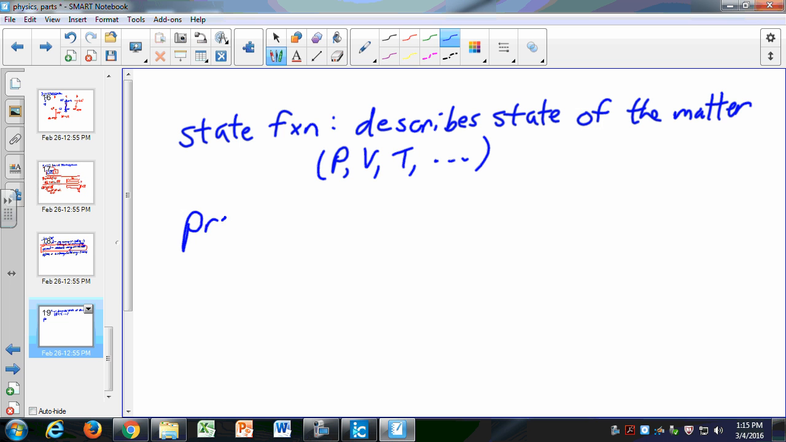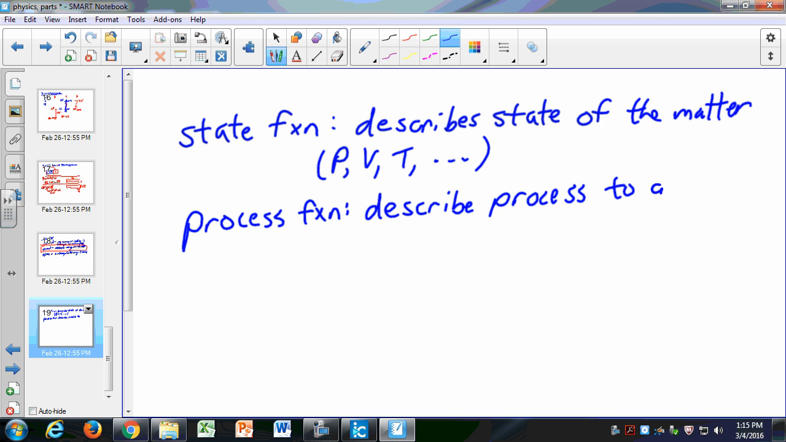The process functions describe how you get to that state. So they describe the process to get to the state. For example, work, heat. If I do work on an object, I change its pressure and or its volume. If I put heat into an object, I change its temperature. So those are different kinds of state functions and process functions. Now the first law of thermodynamics is really just a restating of the conservation of energy.